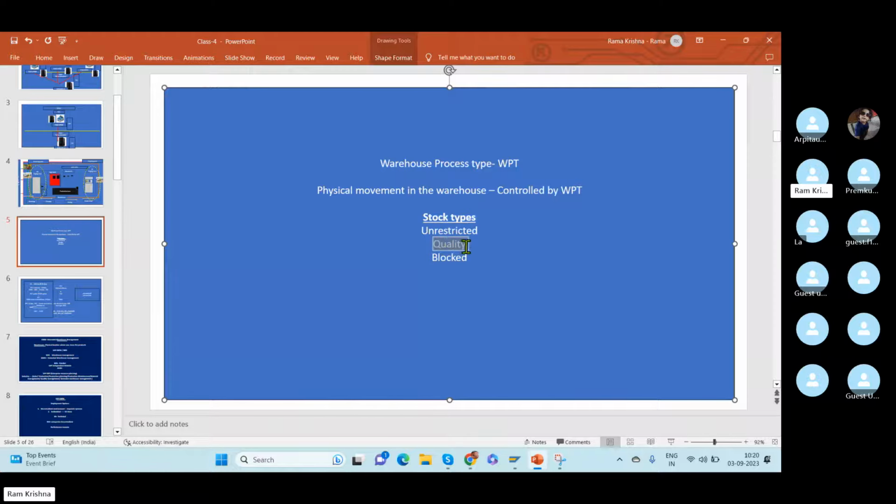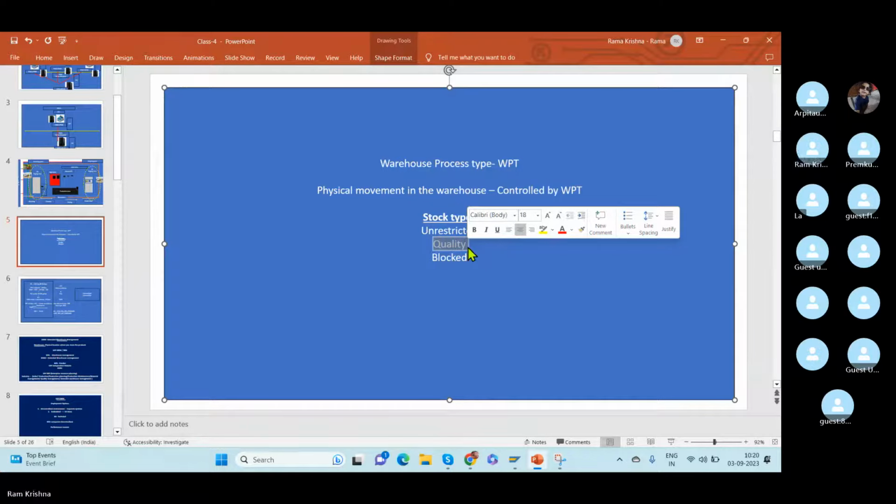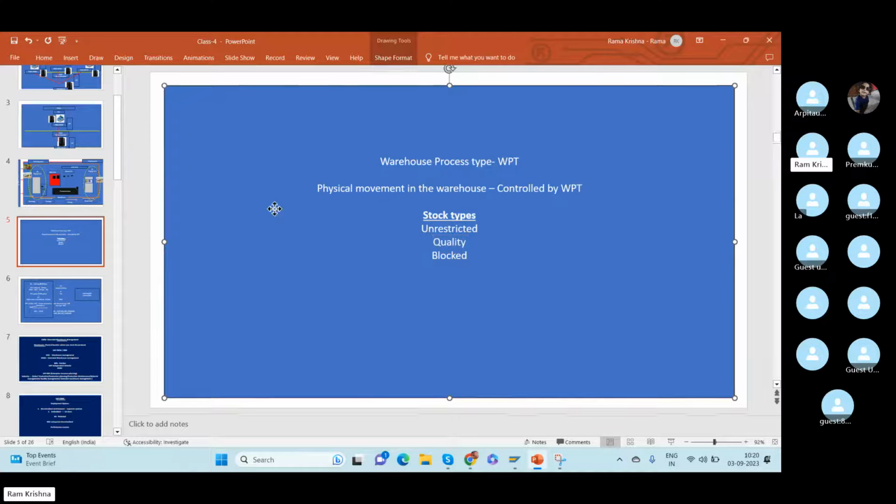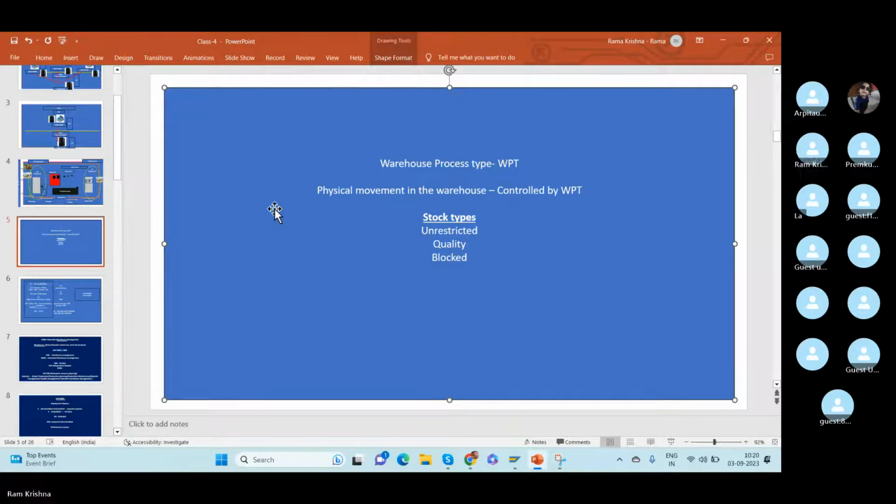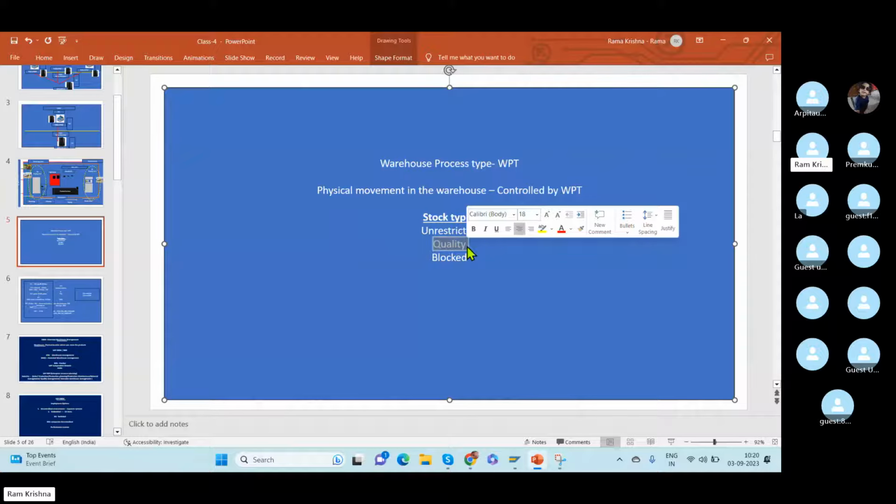Quality stock. What is meant by quality stock? Quality stock tells that in the warehouse, this stock is available under quality. Quality stock cannot be used for any other purpose except quality inspection. This quality stock will be managed by a different quality inspection team. Their activity is to do all the quality inspection for the product.